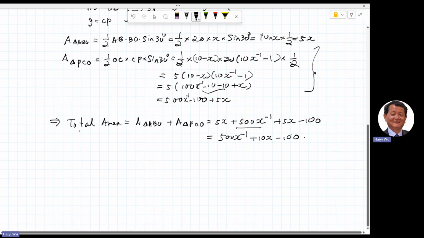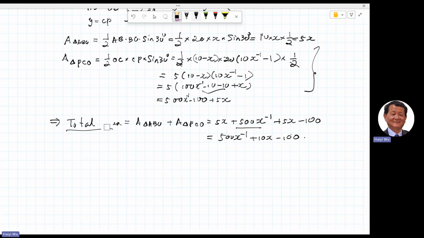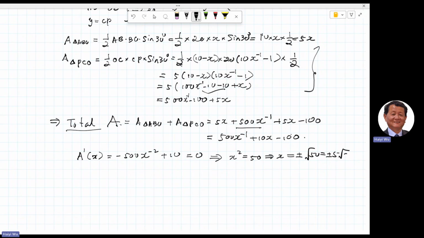So now we want the total area to be minimized. So we differentiate. If I call this the total area, total A, in relation to x. So that's the total area. Differentiating that would be negative 500x to the power of negative 2 plus 10. So we want it equal to 0. So we want to solve that. So x squared equals 50. So therefore, x is plus or minus square root 50. So the answer is plus or minus 5 root 2.